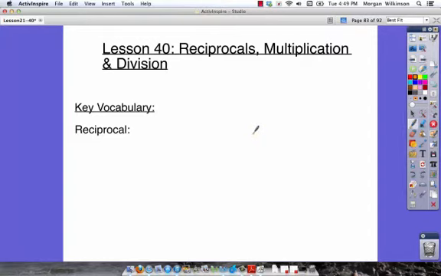Lesson 40 is all about reciprocals and multiplication and division. And our key vocabulary word for this lesson is what a reciprocal is. Now, a reciprocal is just when we have a fraction, say we have 3/7, and we invert it. And when we invert it, we're just meaning we're going to flip or switch the numerator and denominator. So the reciprocal of 3/7 would have to be 7/3.